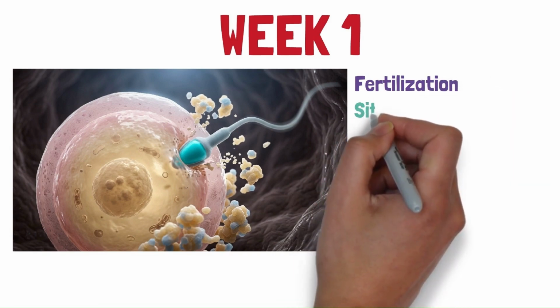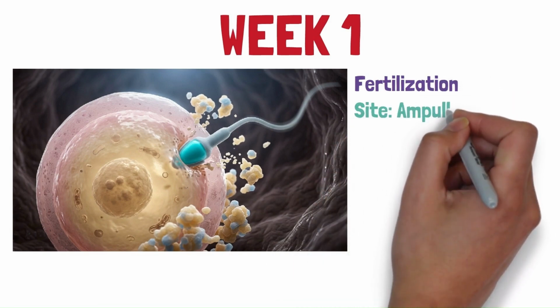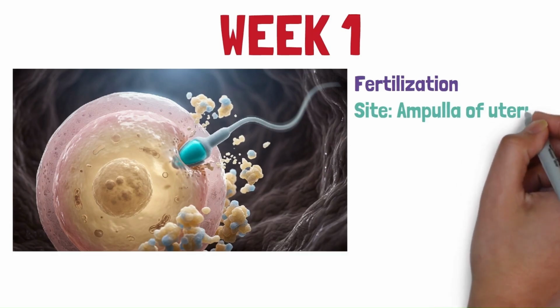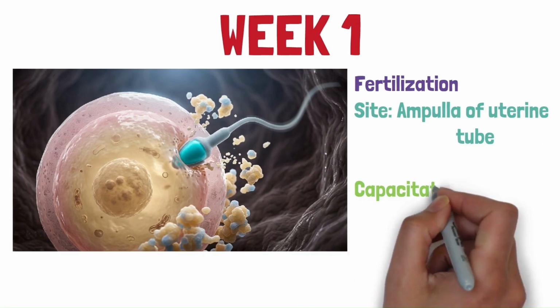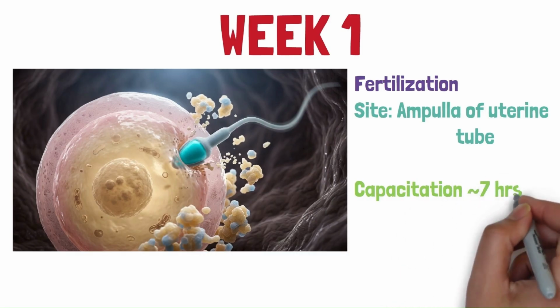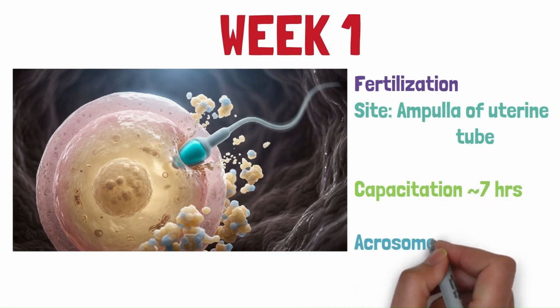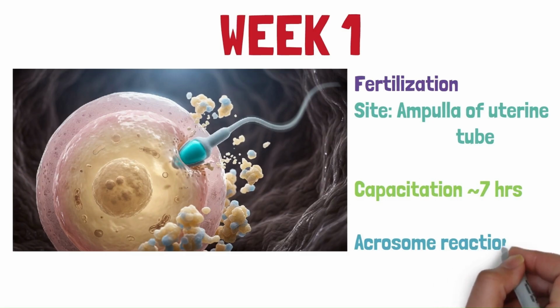Capacitation takes about 7 hours. It strips glycoproteins off the sperm's surface, priming it to react. Then comes the acrosome reaction. The sperm releases hyaluronidase and proteases, digesting a path through the corona radiata and the zona pellucida.